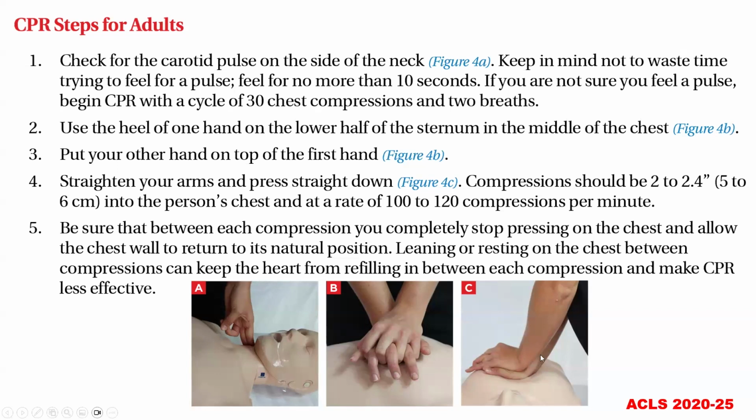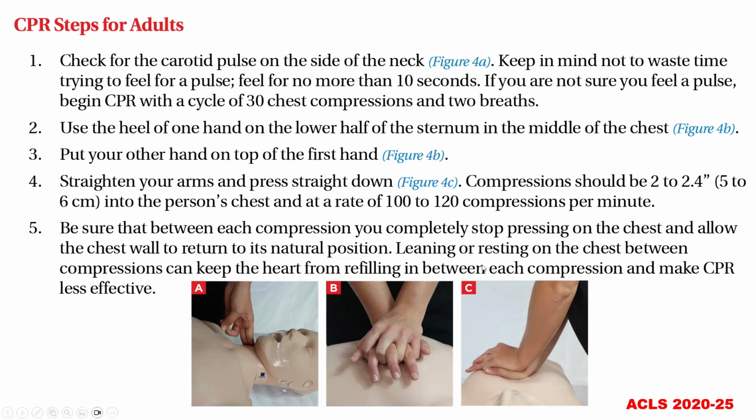Straighten your arms and press straight down. There should not be any bending at the elbows. Compression should be 2 to 2.4 inches, which translates into 5 to 6 centimeters into the person's chest at a rate of 100 to 120 compressions per minute. Be sure between each compression you completely stop pressing on the chest and allow the chest wall to return to its natural position. Leaning or resting on the chest between compressions can keep the heart from refilling in between each compression, make CPR less effective.